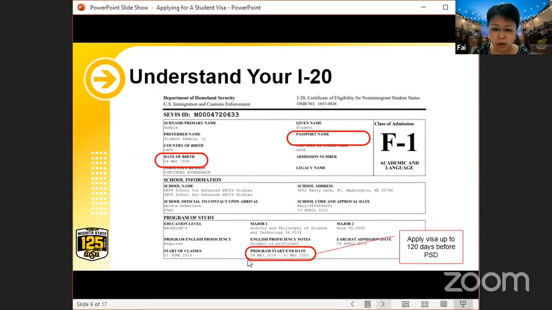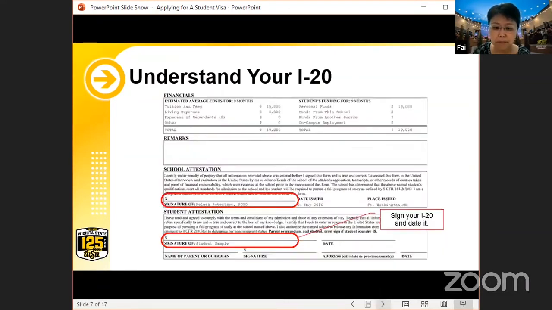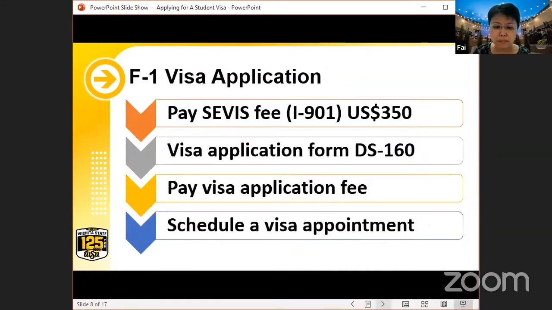And also, you need to know about your program start date because you can apply for a visa up to 120 days before the program start date listed here. And also, your I-20 should be signed by your school official. And when you receive it, you should also sign your I-20 at the bottom and date it here.